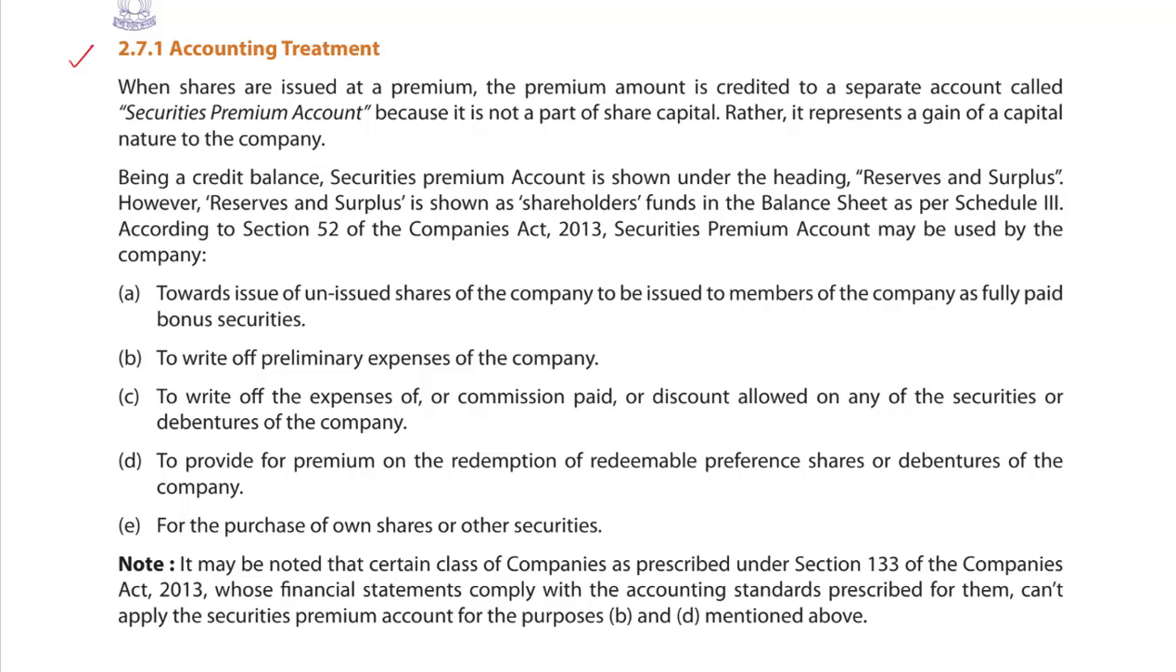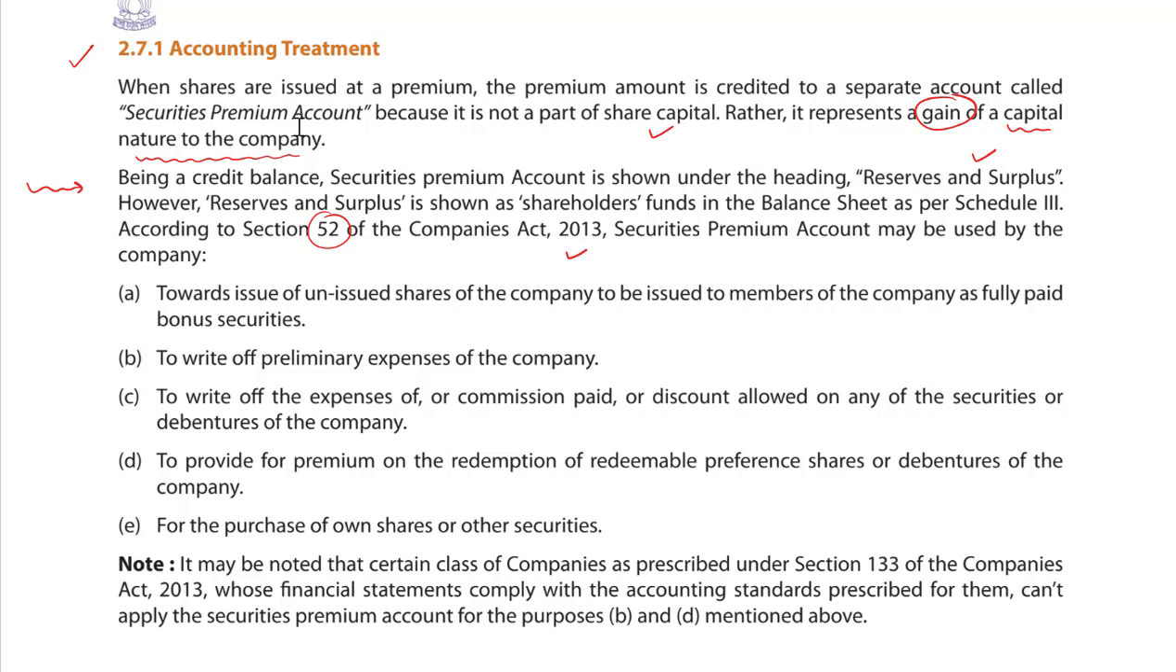Accounting treatment. When shares are issued at a premium, the premium amount is credited to a separate account called securities premium account because it is not a part of share capital. Rather, it represents a gain of a capital nature to the company. Being a credit balance, securities premium account is shown under the heading reserves and surplus. However, reserves and surplus is shown as shareholders' funds in the balance sheet as per Schedule 3 according to Section 52 of the Companies Act 2013.